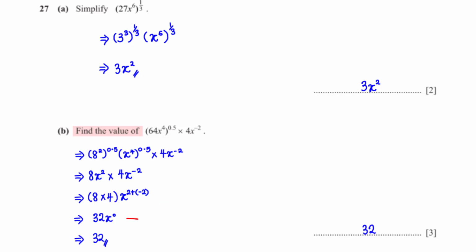8 times 4 is 32. 2 plus -2 is 0. x raised to the power 0 is 1. And so 32 times 1 is 32.